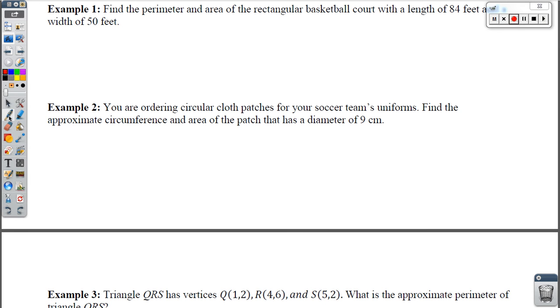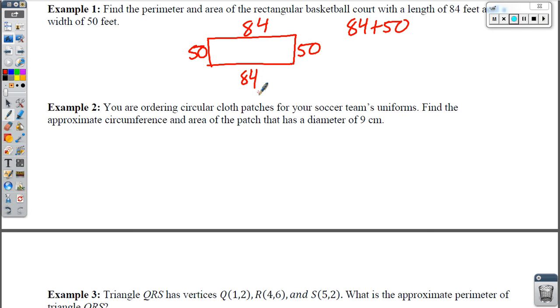Example 1. Find the perimeter and area of a rectangular basketball court with a length of 84 feet and a width of 50 feet. Well, if we want to find the perimeter, we just add up all the side lengths. So we would do 84 plus 50, but we have to make sure to include these other two as well. So plus 84 plus another 50. Well, if we add all that together, what we get is 268. So the perimeter, adding up all the side lengths, is 268.